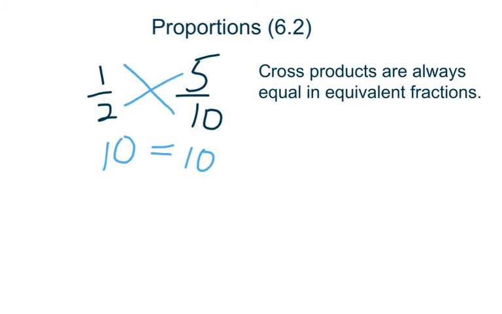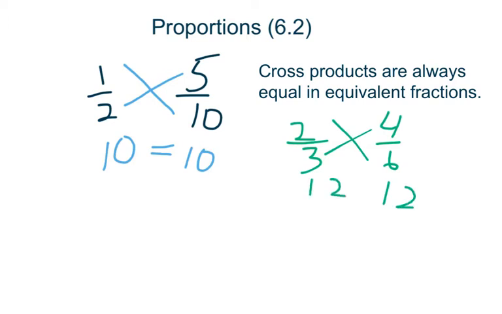And if you don't believe me, just try another one, like 2/3 and, let's say, 4/6. If we multiply diagonally, 3 times 4 is 12, 6 times 2 is 12. This always works out. So the cross products are always equal. Good to know, because that's how we can solve proportions.